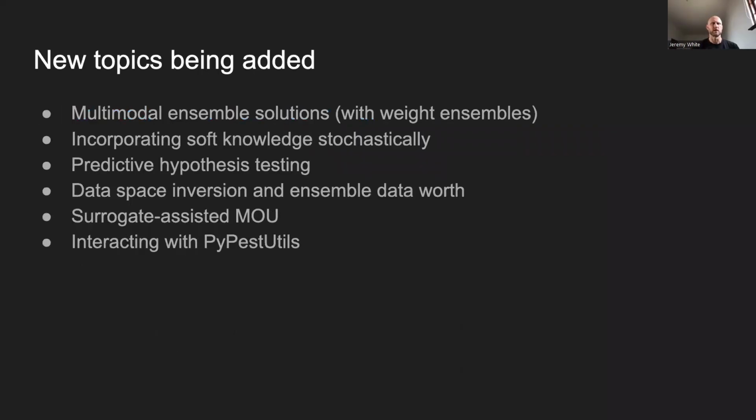Awesome. Thanks, guys. Yeah, so like Brioch said, there are more to come. We've got some things in the hopper that we're working on now. We're looking at some notebooks to demonstrate how you would incorporate soft knowledge stochastically. We were talking about notebooks that do direct predictive hypothesis testing, the new hotness that is data space inversion and ensemble data worth, surrogate-assisted MOU, and then also some materials to talk about how we might interact with the forthcoming pyPestUtils project that Brioch and Mike T and I and Mike Fienen and John Doherty are working on currently. So there's more in the hopper.